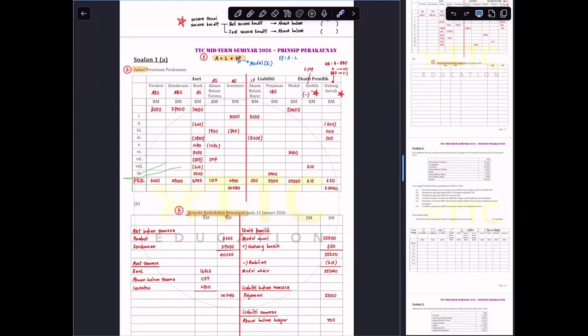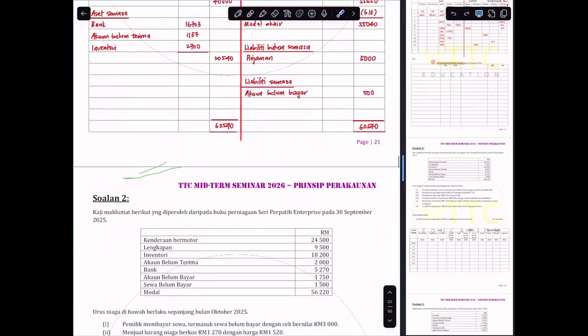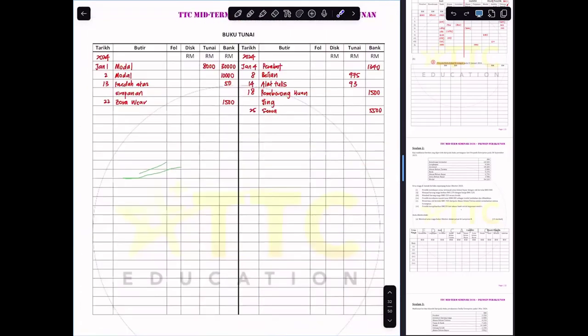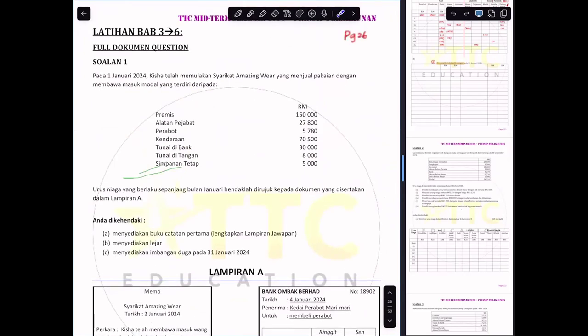Done? Okay, now finally, we can continue with the main question for today, which is from document to BCP until ledger. But I don't think we can continue until ledger today. But it's fine. We will continue the ledger in class. Okay, let's go to page 26.